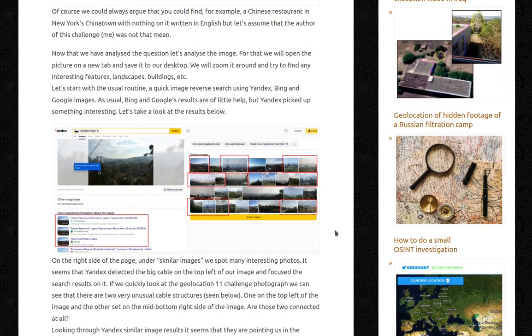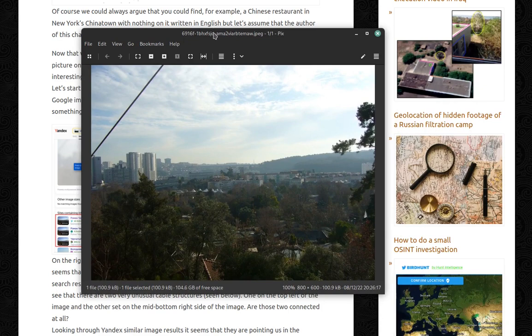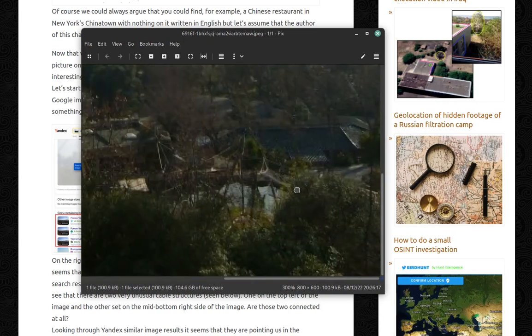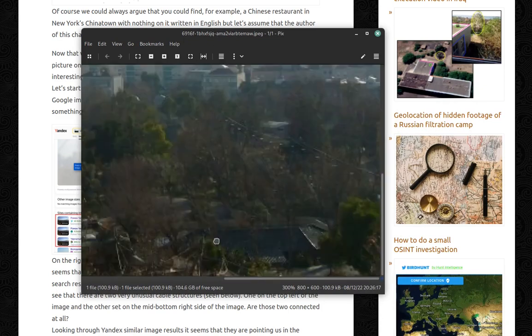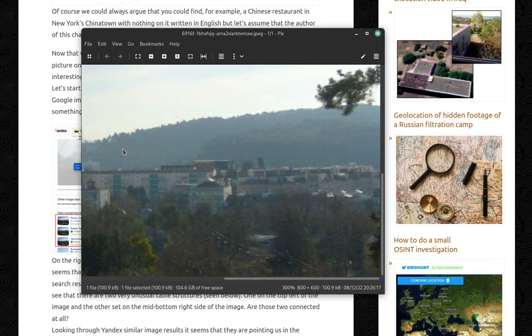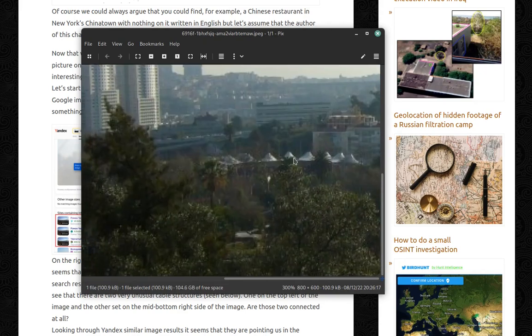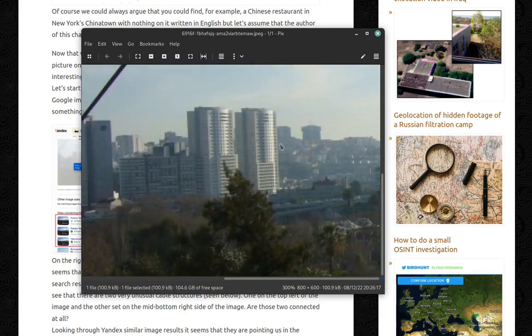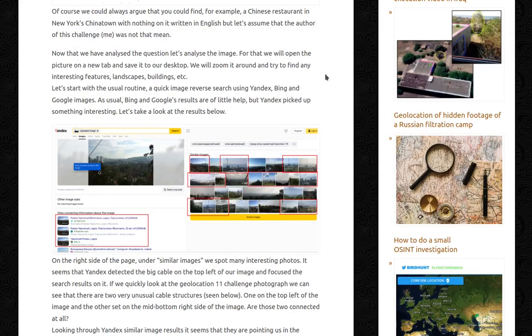Okay, now that we have analyzed the question, let's analyze the image. For that, we'll open the picture, new tab, save in our desktop. We'll zoom it around, trying to find any interesting features, landscapes, buildings, etc. So, done that. Okay, zoom it around, be like, interesting there, very interesting there, and some other stuff around, isn't there?